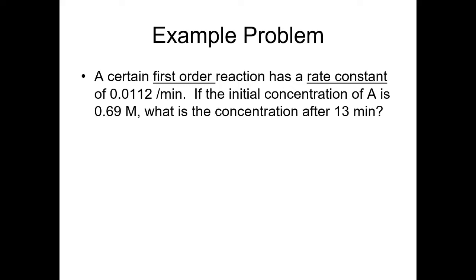Then it says the initial concentration is 0.69. So that's going to be this here. But the 0.69 is just the A0. It's not the natural log of A0. We still have to take natural log of it. And it says, what is the concentration after 13 minutes? So that's our T. So we're trying to find AT. So we want this as much by itself as possible. So I'm going to use the bottom equation.